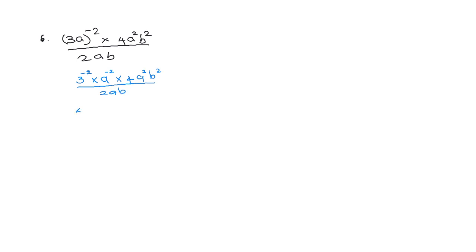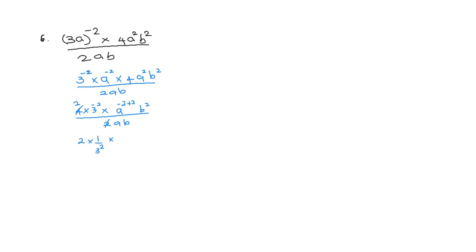Now take 4 in front, then you have 3 to the power minus 2 here. Then you have the same base, a to the power minus 2 and plus 2. You have b squared over 2ab. Here you can cancel this 2 and 4. You have 2 there. Next you can write 3 as a positive power, 3 to the power 2.